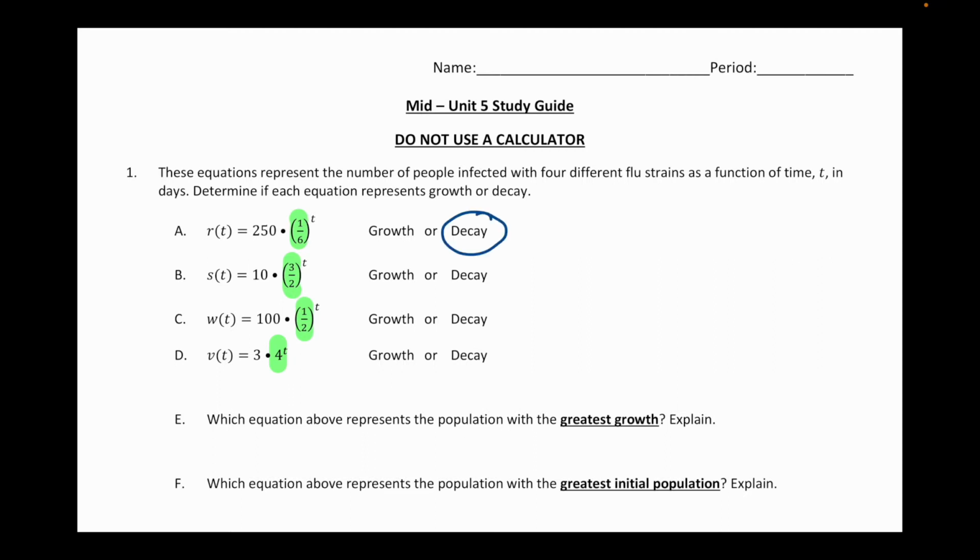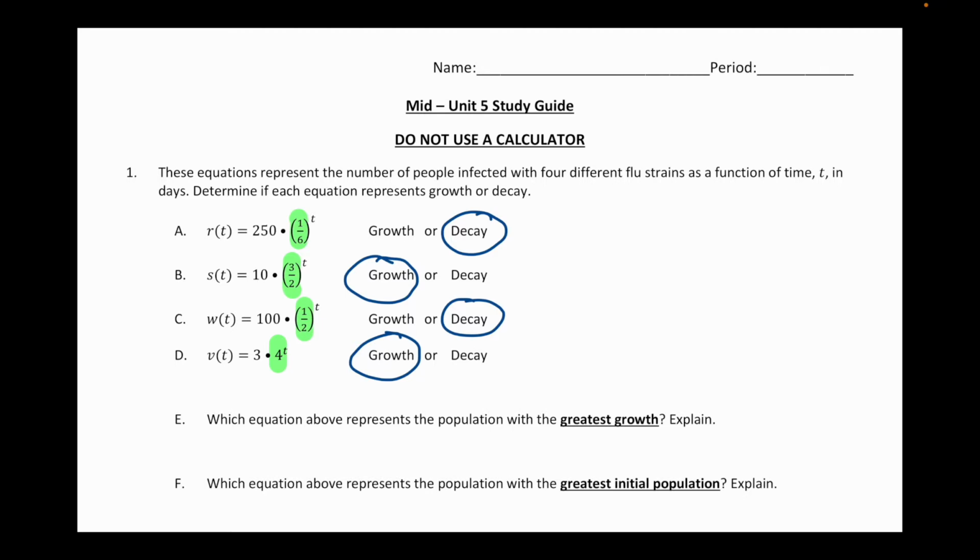3 over 2 is larger than 1, so it is going to represent growth. Anytime you have the bigger number in the numerator, that is a sign that it is larger than 1. 1/2 for this one is definitely smaller than 1, so we're going to have decay. And 4, definitely a number bigger than 1, so that's going to represent growth.